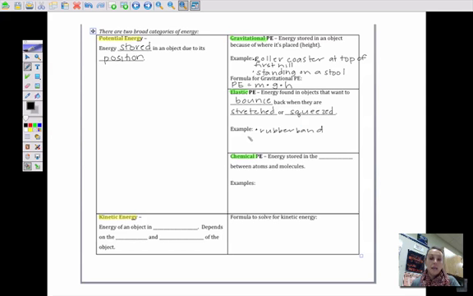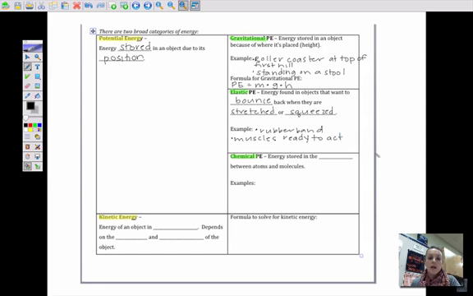A second good example, especially for the athletes, is muscles. So muscles are based on contractions and dilations. So when you run or even walk, your muscles dilate and contract. And that's a form of elastic potential energy.